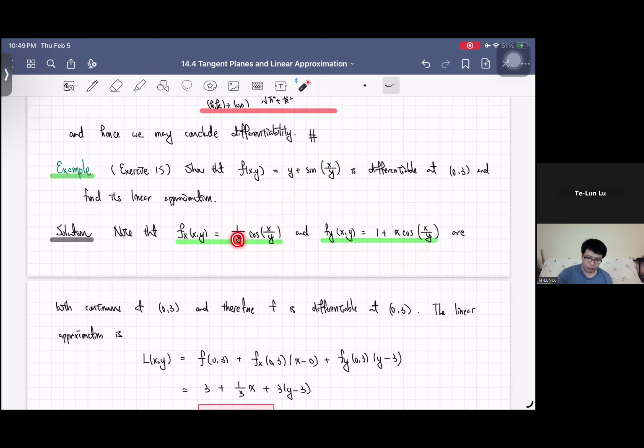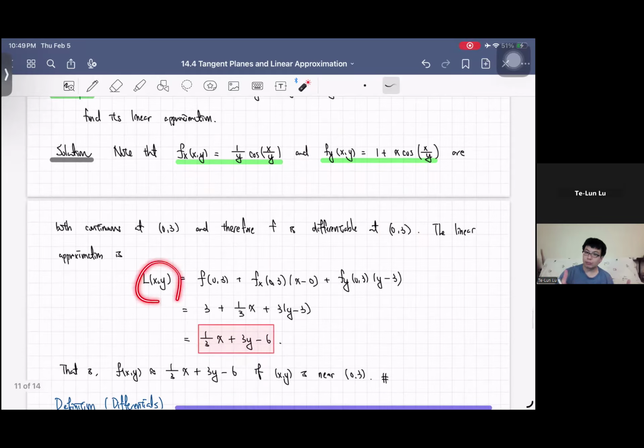And obviously, these are polynomials, and this is a continuous function. So these are obviously continuous whenever y is non-zero, right? So being continuous functions, these partial derivatives are continuous, making f differentiable at the point (0, 3). And the linear approximation is simply the tangent plane we mentioned before. So this is the point.